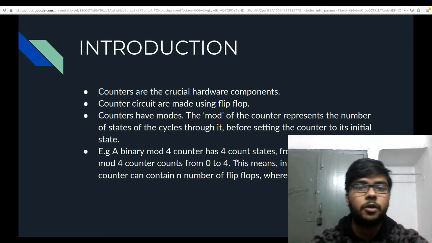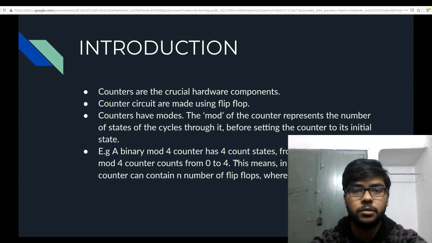So counters are a crucial hardware component. Counter circuits are made using flip-flops, and counters have modes. The mode of the counter represents the number of states it is going to represent. Suppose there is a mode 4 counter. What it represents is it can have at most 4 states, and before returning to the initial state, which is 0, it is going to go through these 4 states.